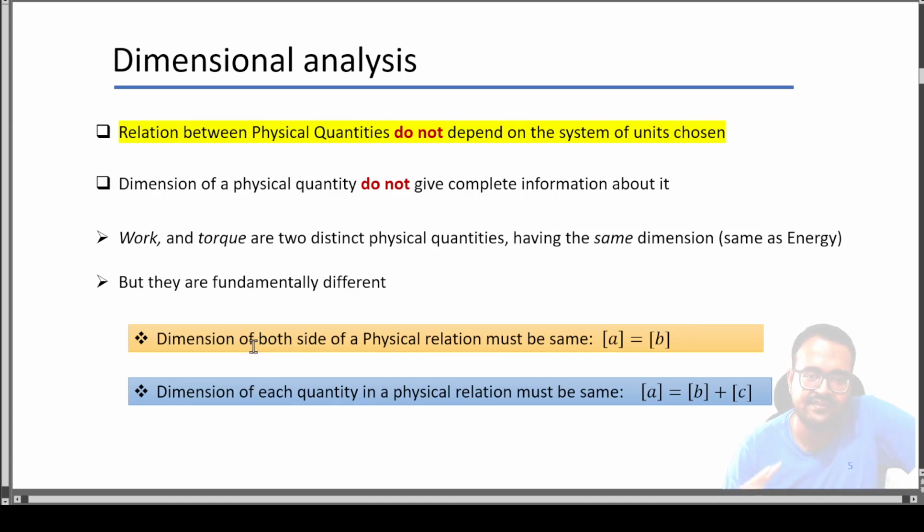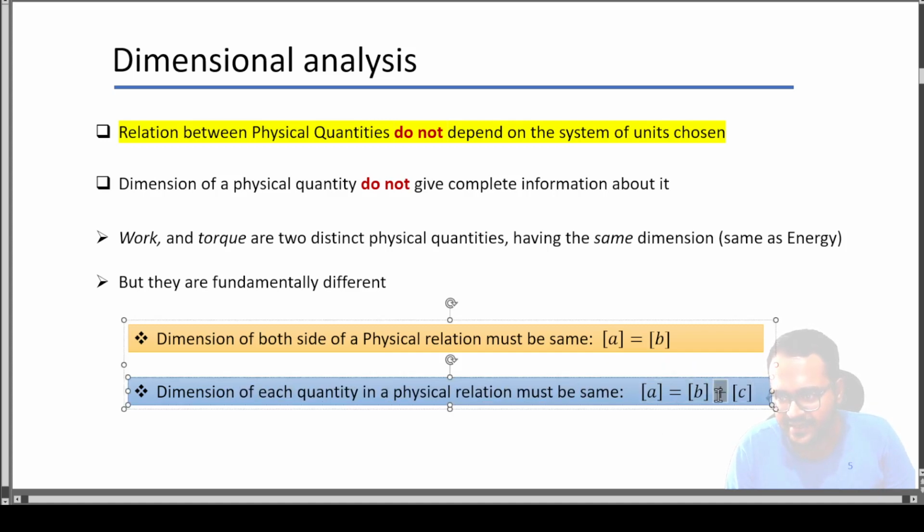The dimensions of both sides of a physical relation must be the same. This is very important. If you're equating two quantities as an equation, the left hand side and right hand side dimensions should be the same. The dimension of each quantity in a physical relation must be the same. As A equals B plus C, if I say it, the dimension of A should equal the dimension of B and the dimension of C. Not that the dimension of A should equal the dimension of B plus C. This is not. The dimension of each quantity must be the same: dimension of A equals dimension of B equals dimension of C.